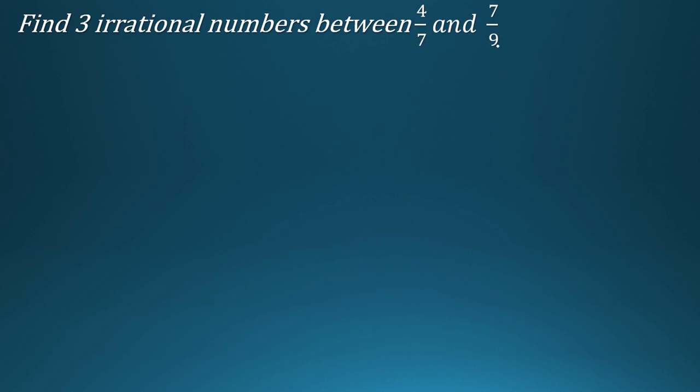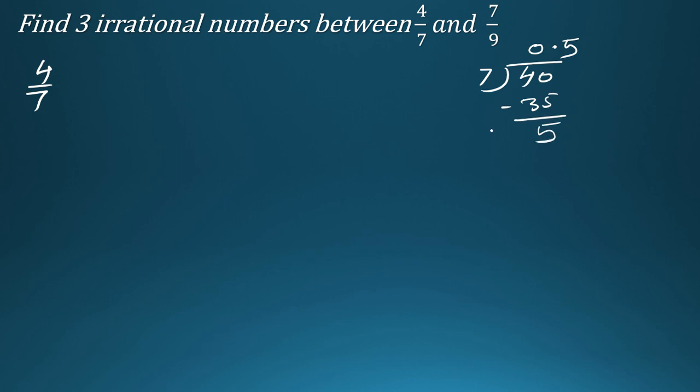4 over 7 and 7 over 9. So again 4 over 7 means divide 4 by 7. What you will get here? It's a smaller number, so 0 here. 7 times 5, it will be 35. So 5 will be remainder.